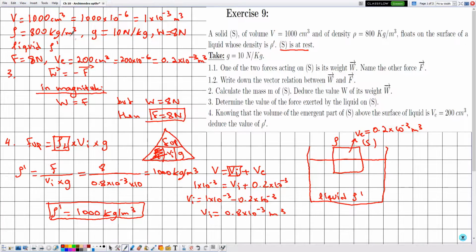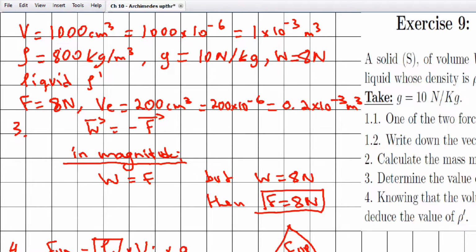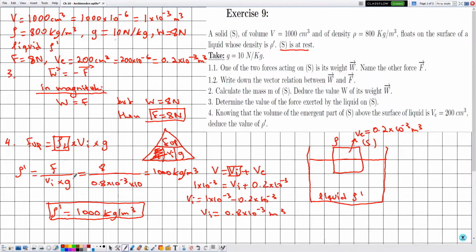So let's refer back to the early discussion that I mentioned in this exercise. The value of rho prime is given by 1000 kilogram per meter cube, which verifies the fact that the solid S will float inside this liquid, because the density of the solid, which is given by 800, is less than the density of the liquid, which is given by 1000. And let's move to the next exercise, which is exercise number 10.